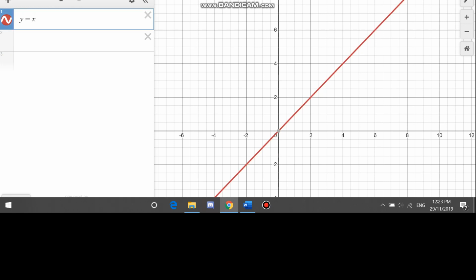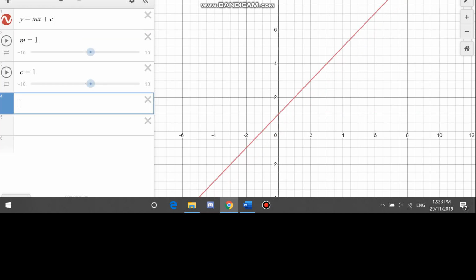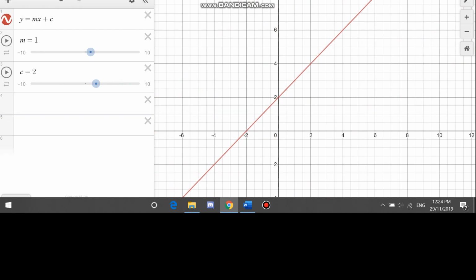If I put a 1 in front of x, nothing really changes. Going back to the general form, mx plus c. As you can see, the c is the constant that moves the graph up or down in the y direction. So let's compare 0 here to 2. And this 2 is reflected here, the y-intercept. The m is the gradient in this case.